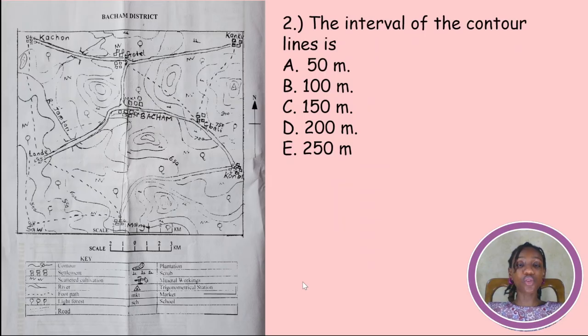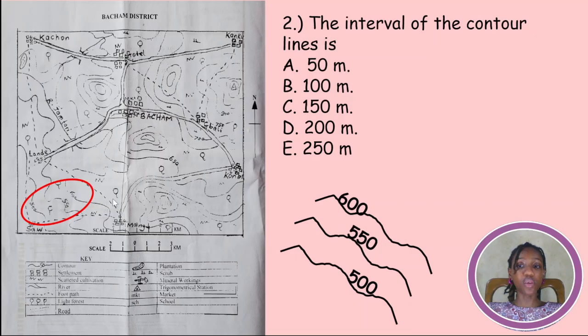The interval of the contour line is. This question shouldn't waste time because all we need to do is find some close contour lines on the map that are numbered. That is, their height is indicated. And then we can find such an arrangement in the southern part of the map, right about here, where I've highlighted. You see the contour lines numbered 500, 550, and 600. Let me bring it out, making it easy for you to see.